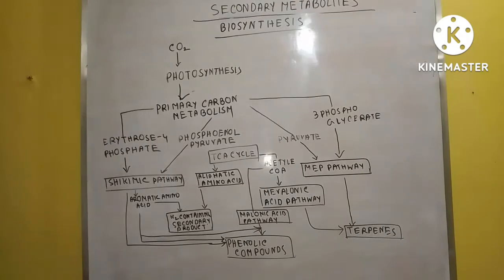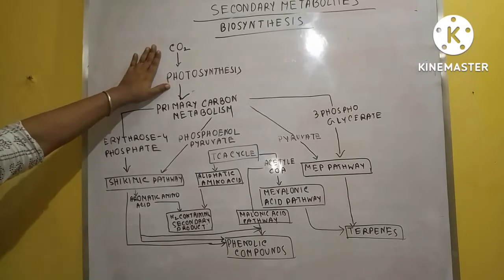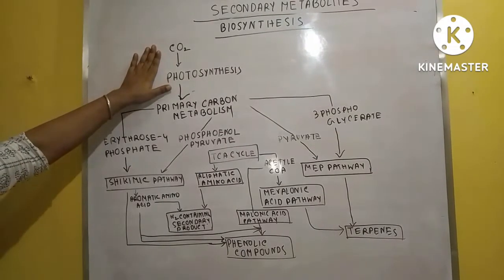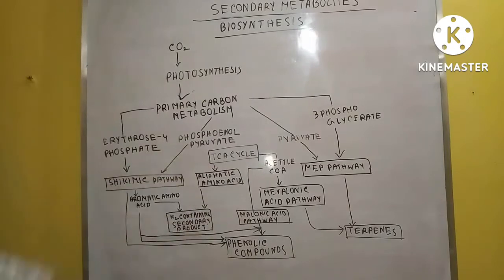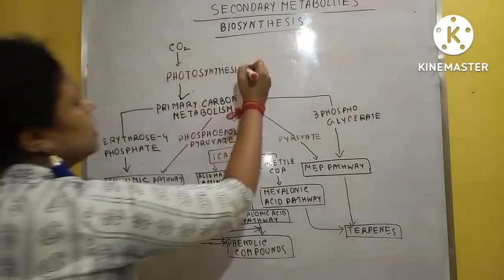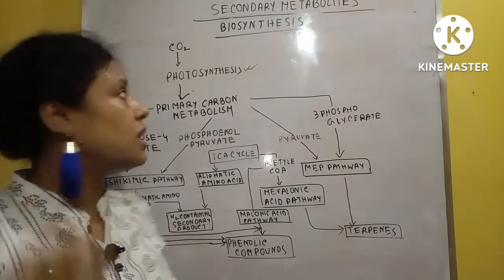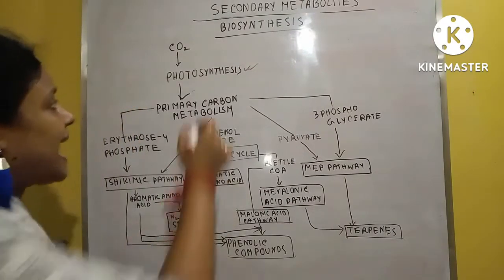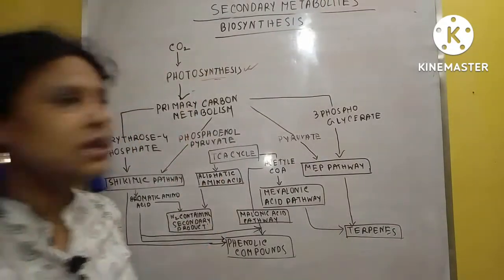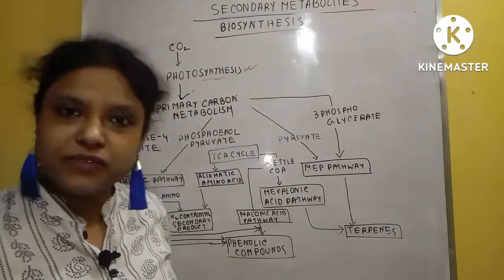This is the biosynthesis process of the secondary metabolites. You just see here, during the photosynthesis process, when carbon dioxide fixation occurs, at that time the secondary metabolites are formed. You should check out my photosynthesis topic in my previous videos. I added this video in the I button. I explained that photosynthesis process elaborately in my previous videos.